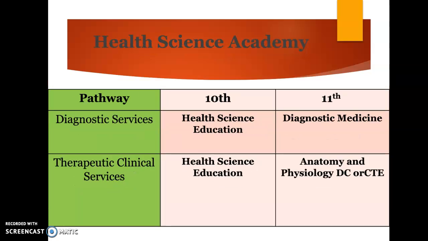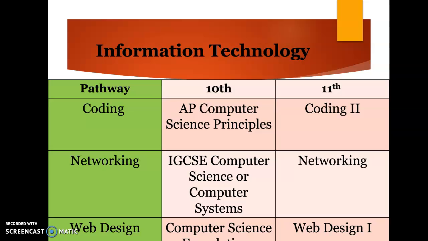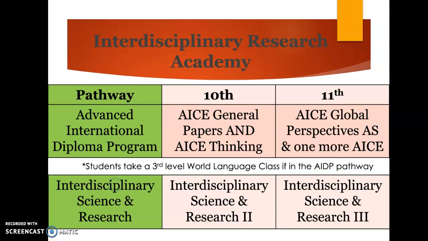Health Science. If you've selected either diagnostic services or therapeutic clinical services, either way, your first pathway class will be Health Science Education. If you've selected the Information Technology Academy coding pathway, you would be taking AP Computer Science Principles as your first Academy course. If you selected the networking pathway in the IT Academy, you would be selecting IGSE Computer Science or Computer Systems. If you selected the web design pathway in the IT Academy, then Computer Science Foundations would be your first pathway class.